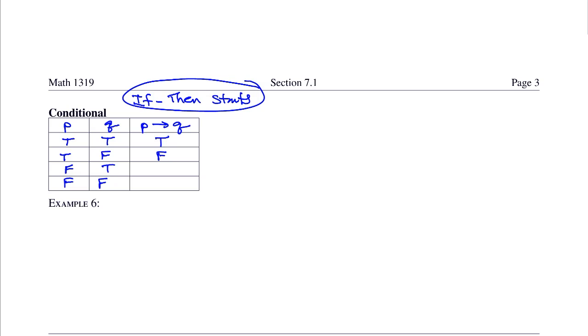Now the last two are a little strange. If false, then true, that statement overall is true. All right, and let's do the other one while we're at it. If false, then false, that statement overall is true as well. These last two are called vacuously true.